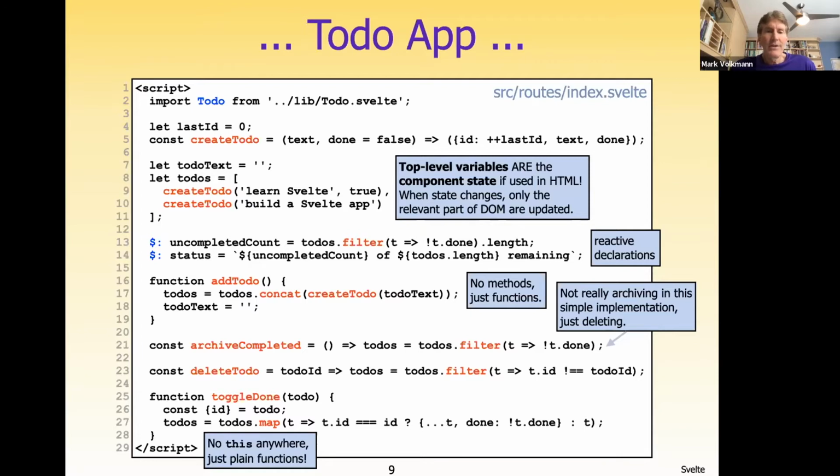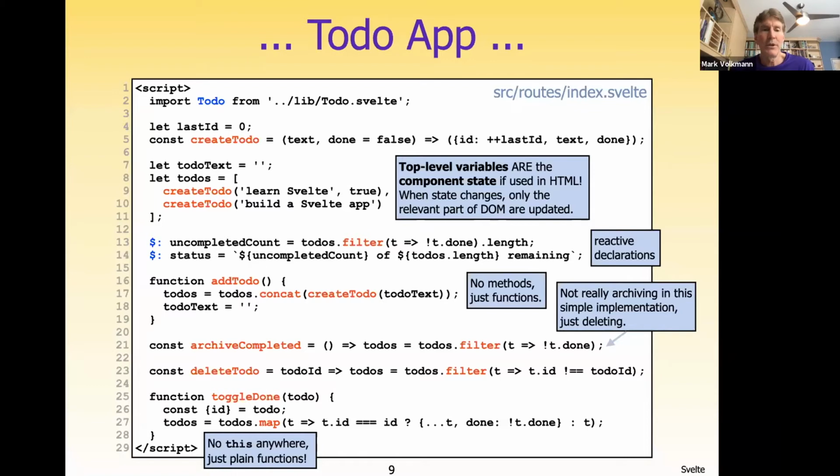So for line 13, that means that if the array of to-dos changes, I need to run that again. And so all it's going to do is filter out the to-dos that are not finished. And so now I have a list of just the ones that are not done. And then I want to count them. I want to get the length. And I want to take that value and put it into the variable uncompleted count. Line 14 says if to-dos changes or if uncompleted count changes, I need to run that line of code again.